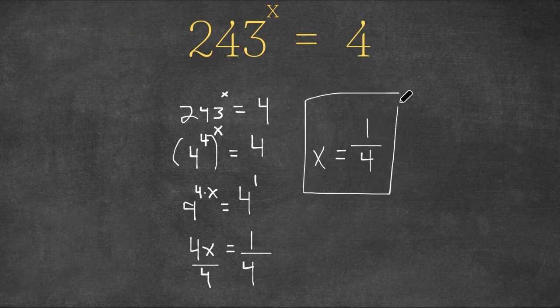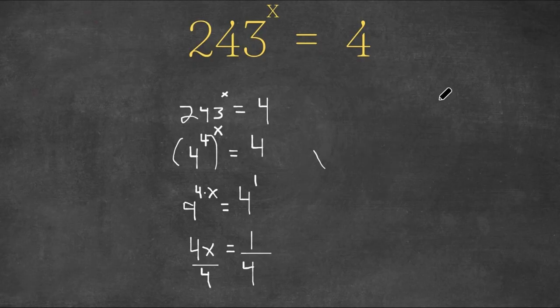And that's our answer to this problem. Now, why don't we check our work here? Let's go back to our problem here, and let's plug in 1/4 for x. So we have 243 to the power of 1/4, and this equals 4.